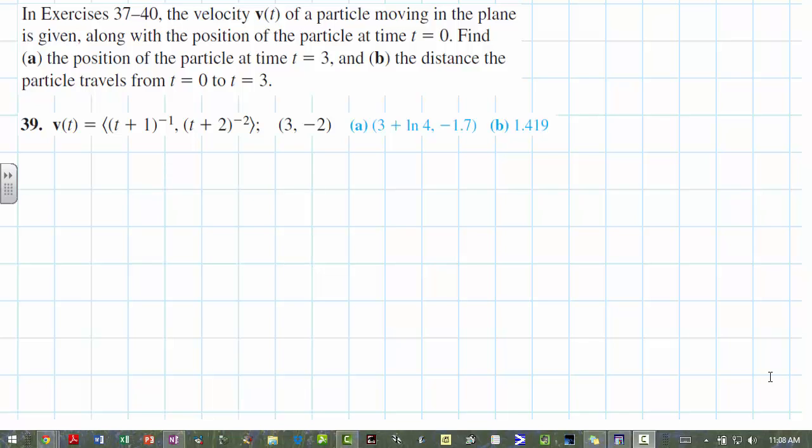Today is February, I've forgotten already. 26. 26, 2015. Let's do this problem.